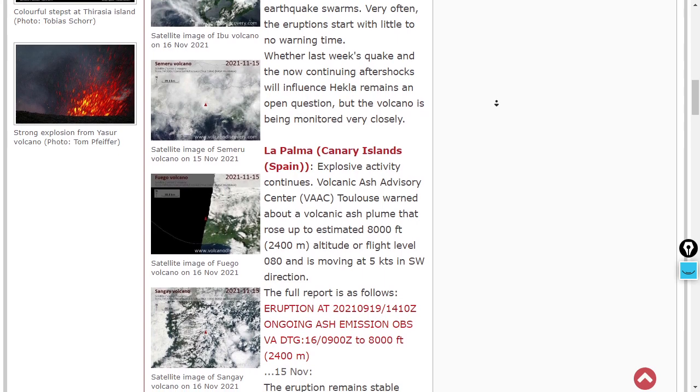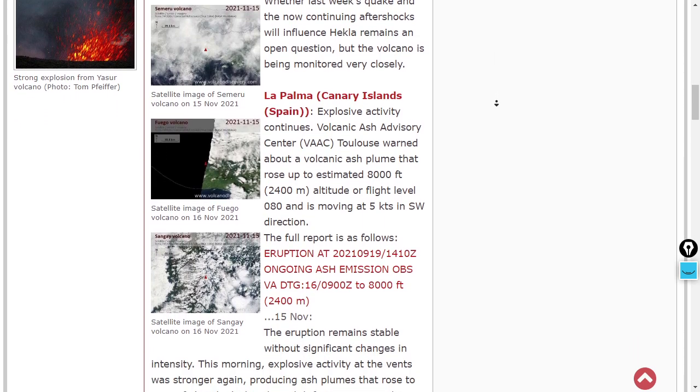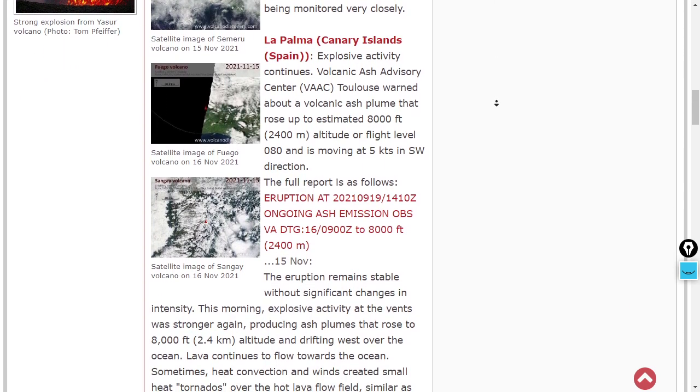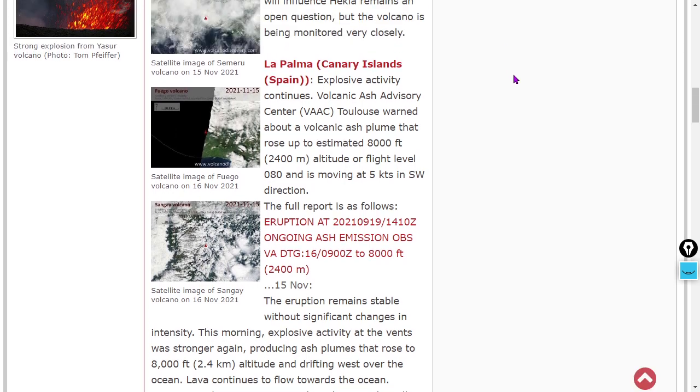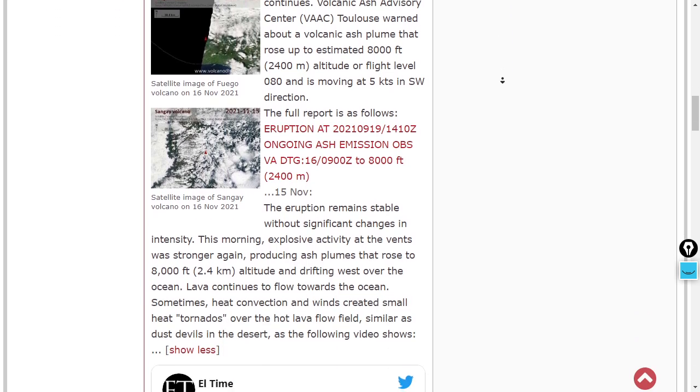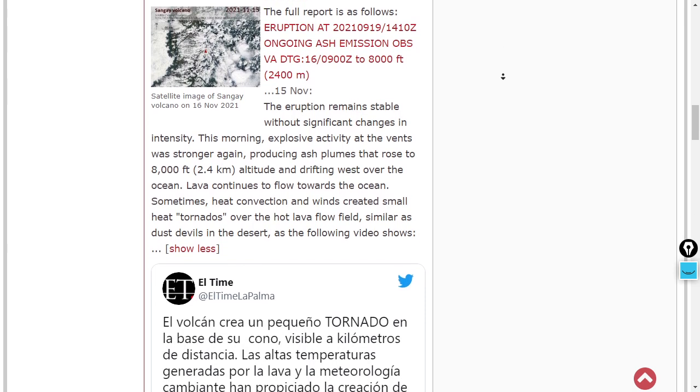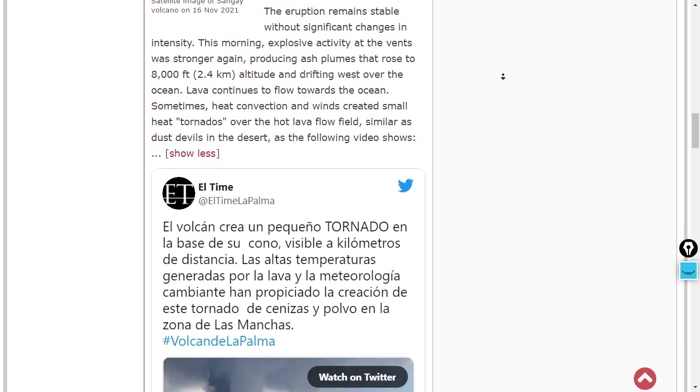Anyway, Hekla often does not show any signs of eruption, and so now it's on the list. It could be about to begin erupting, and it's a pretty dangerous volcano as well, folks. La Palma also erupting here explosively, still producing a similarly sized plume of volcanic ash. It's an 8,000-foot ash plume.